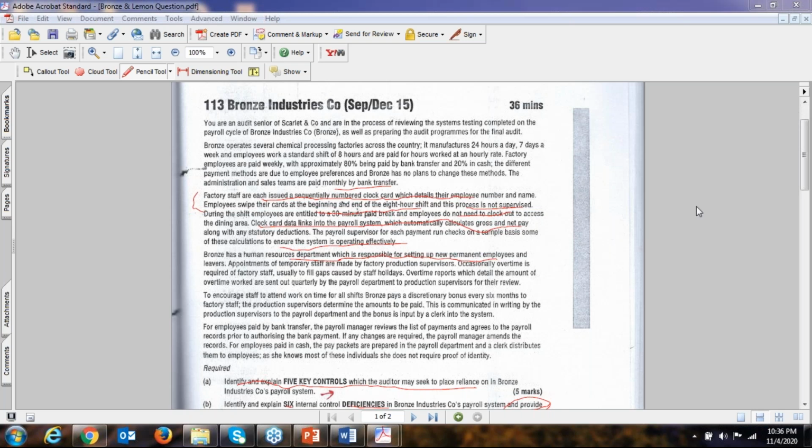So if the process is not supervised, anyone could swipe the card for another employee who is not present. That is the deficiency. I'm repeating it again: any employee can swipe the cards of employees who are absent, and this is the deficiency and why it is a deficiency. Okay, now you need to mention the impact. It will lead to an increase in the cost of the employee.